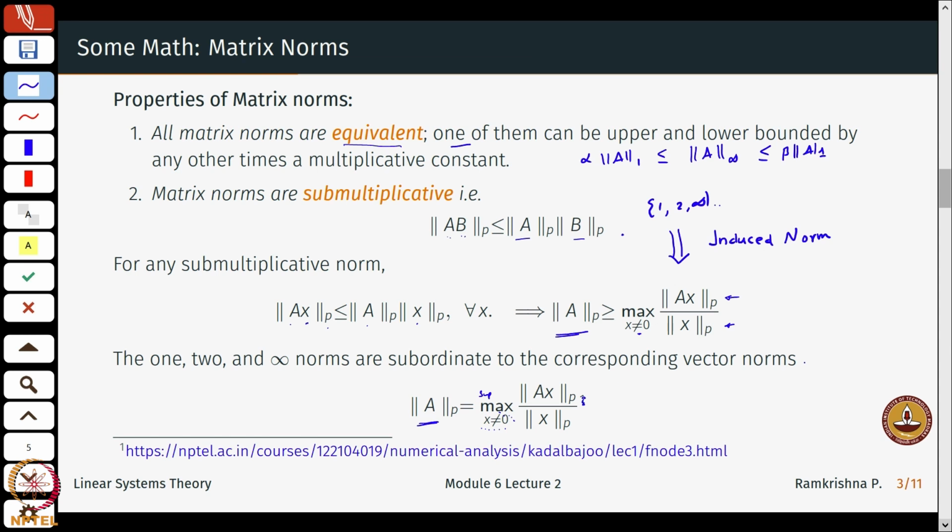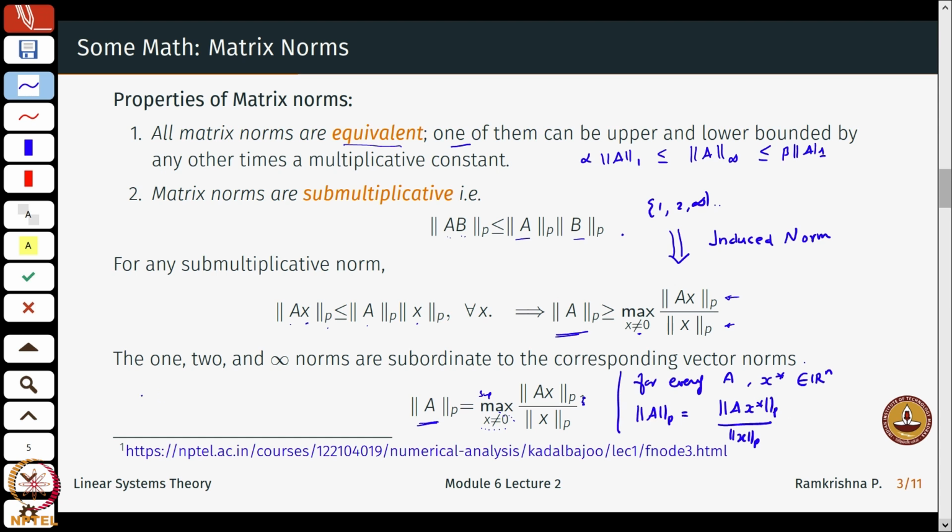Okay. So, where does this come from? This equality arises from the fact that these norms have the property that for every matrix A, there exists a vector x star in R n for which the norm of A in P is ||A x star||_p over ||x star||_p. And P could be 1, 2 and the infinity norms.